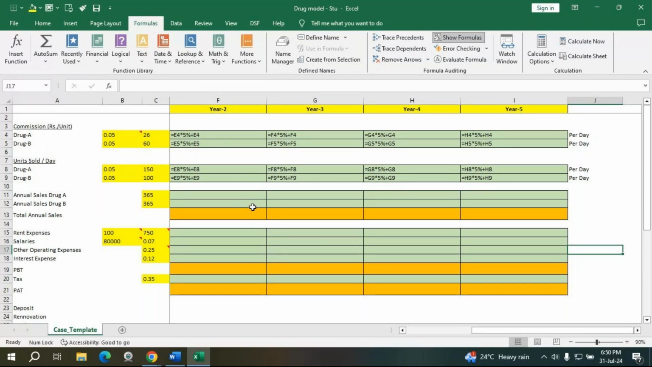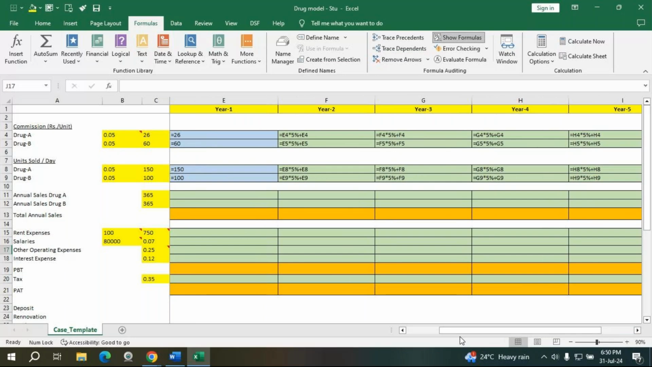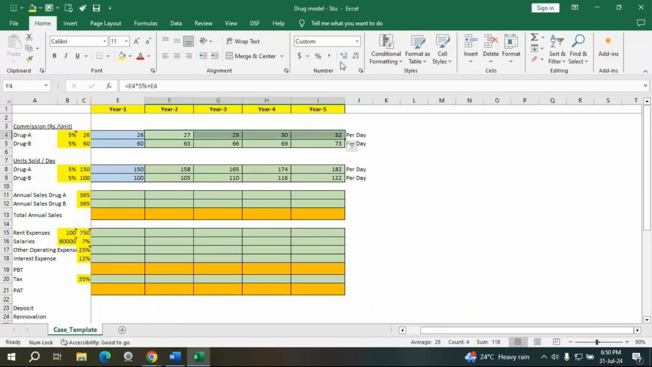Ma'am, the commission I've got in points. The whole number is correct as what you have done, but after that I have points. You can remove the decimals there. Select the range and remove the decimals. Okay, ma'am. If I'm getting the decimal, select it, go to Home, and here you have the decrease decimal option.